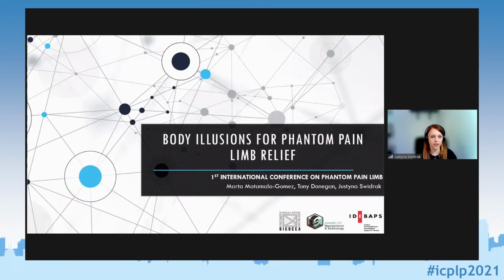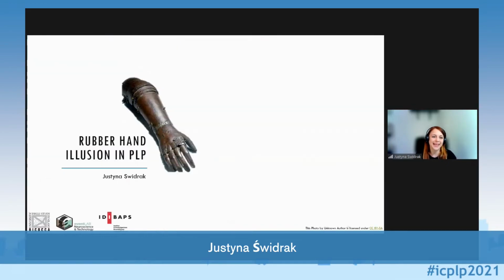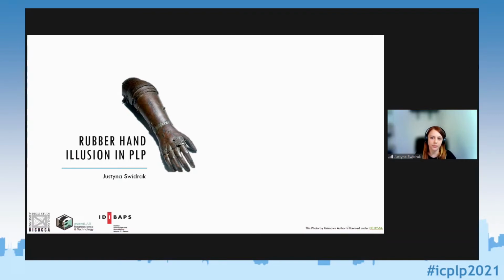My name is Justyna Swidrak, and I am a postdoctoral researcher in the event lab group in IDIBAPS, and assistant professor at the Institute of Psychology in the Polish Academy of Sciences. I'm a psychologist by training. Marta has already explained what the rubber hand illusion is. I will start my part of the workshop by showing how it is used in research and treatment.